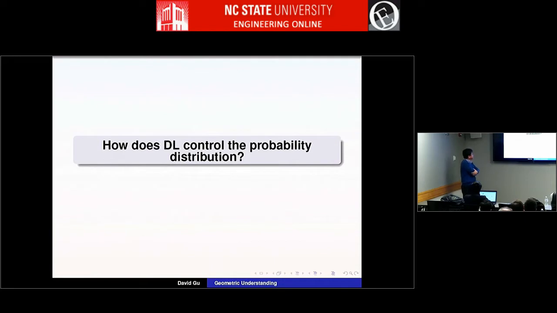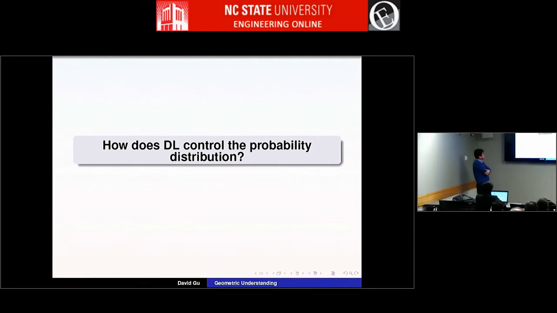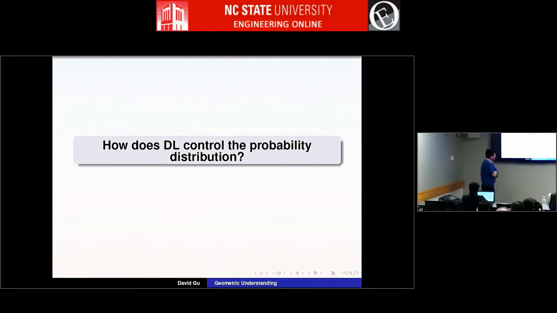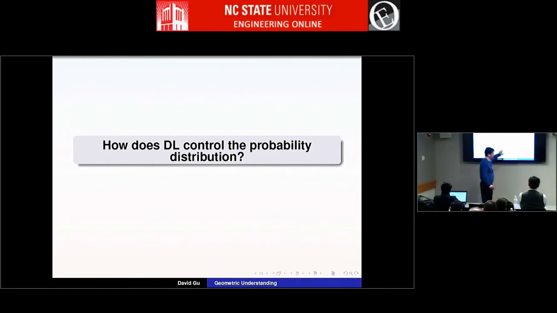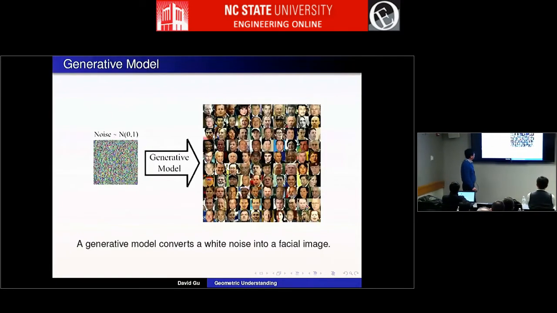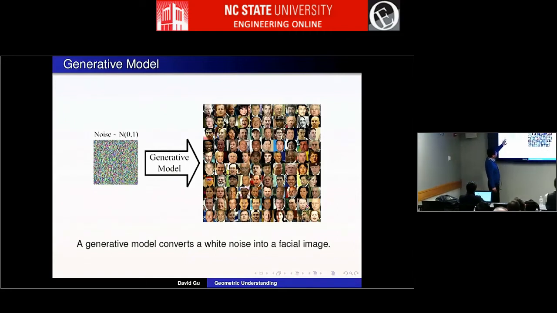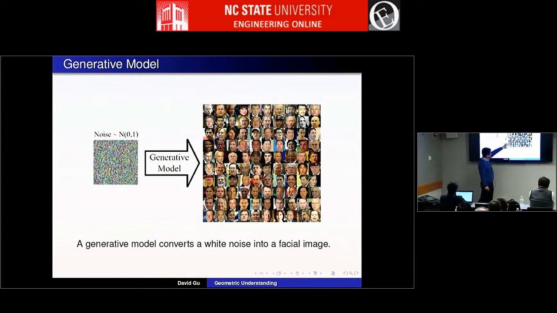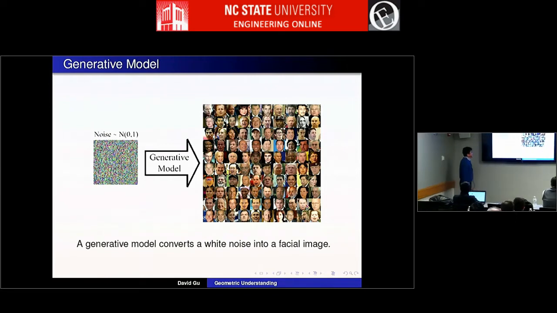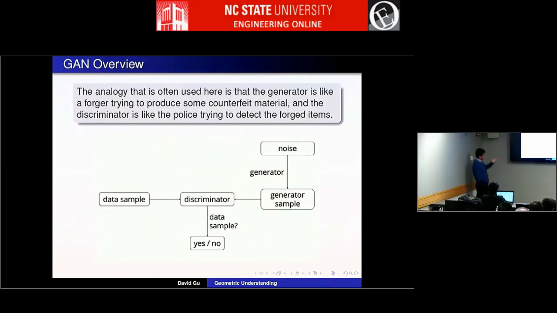Then the second part: how does deep learning control the probability distribution? This is extremely useful for the GAN model. For the GAN model, we generate white noise in the latent space. Then using the GAN model, we can map this point to a point on a human facial manifold, which gives you a human facial photo. So that's the general framework.